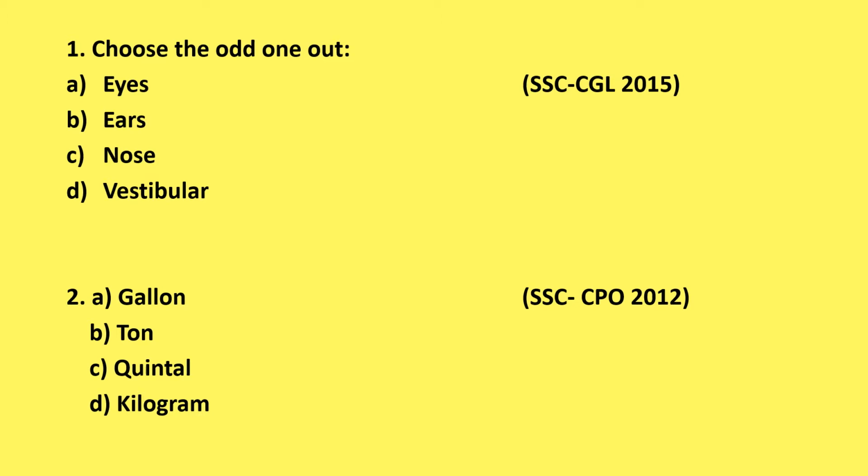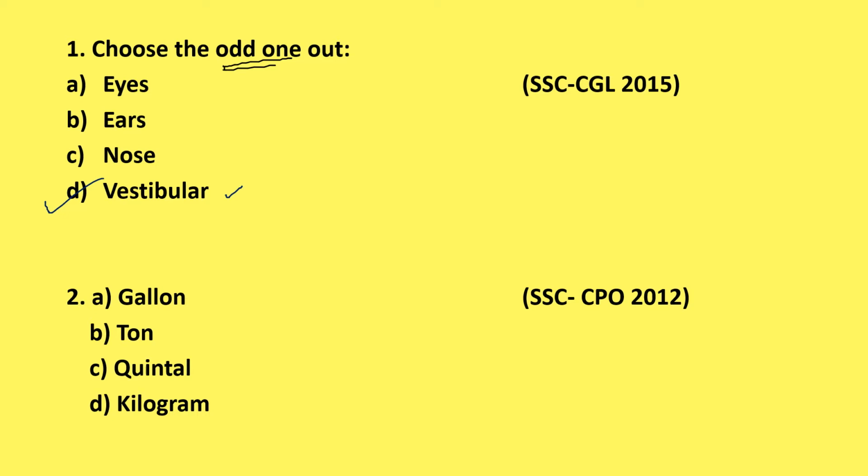You can see on your screen there are two questions in which there are four options each which are given, and you have to choose the odd one out. So basically what are we supposed to do here? We are supposed to find out the odd word from the four words that are given to us. So eyes, ears, nose and vestibular. If you look at this, eyes, ears and nose, they are all sense organs, whereas vestibular is not a sense organ. It is indeed an internal part of the ear. So that is why we choose vestibular as the answer here.